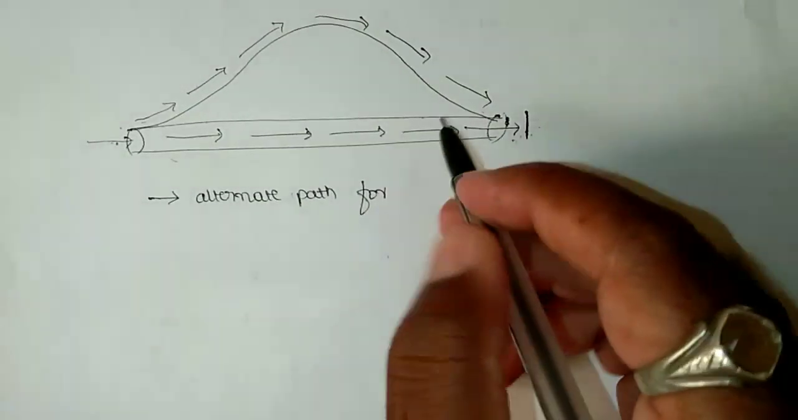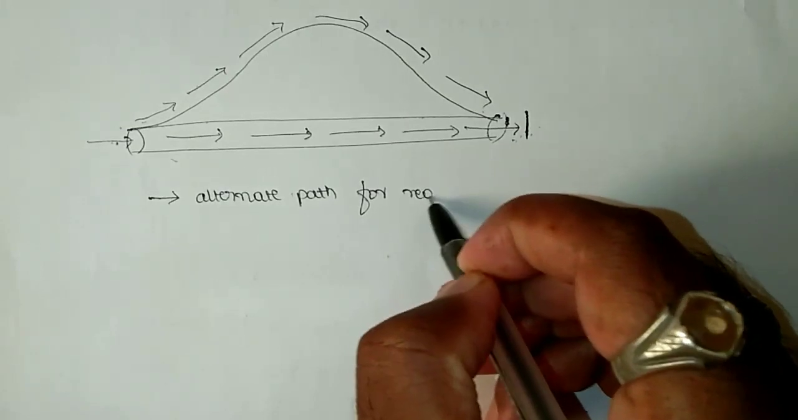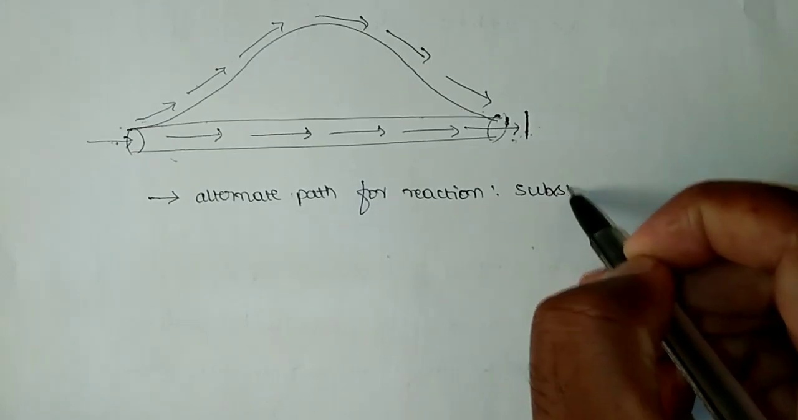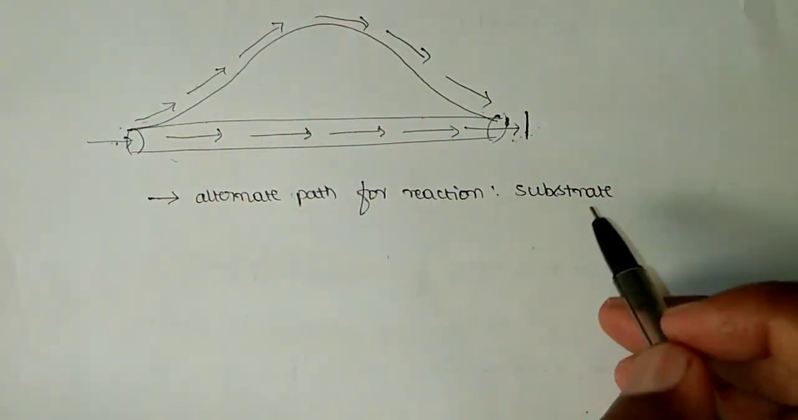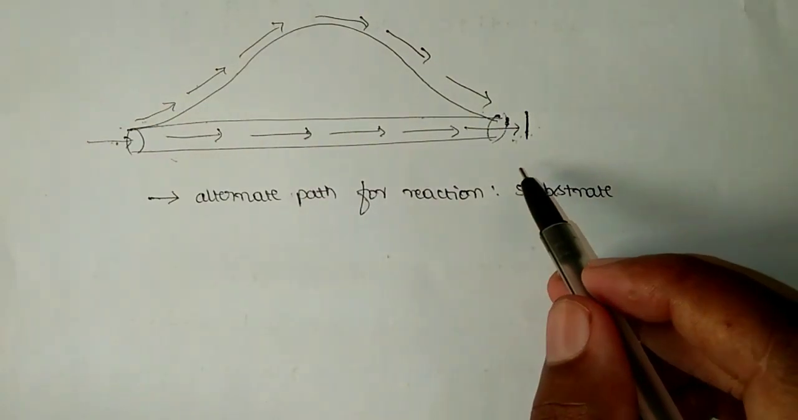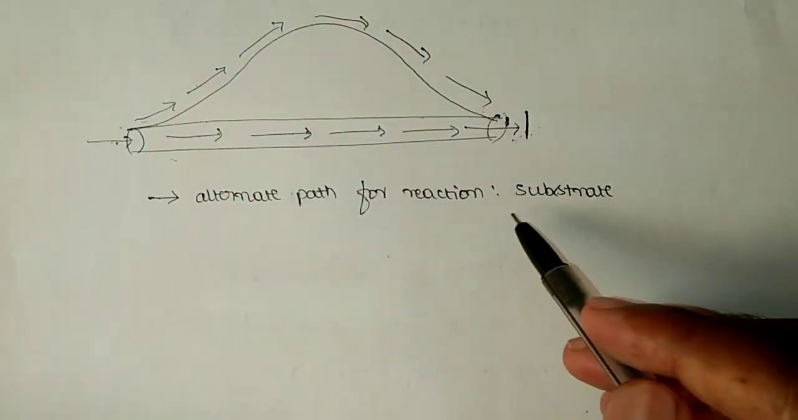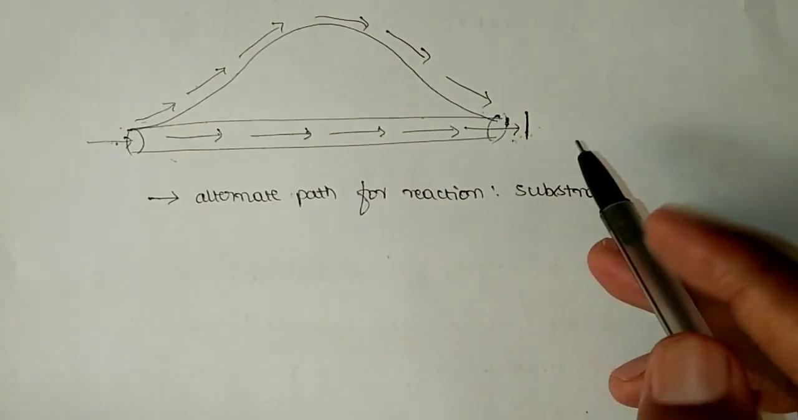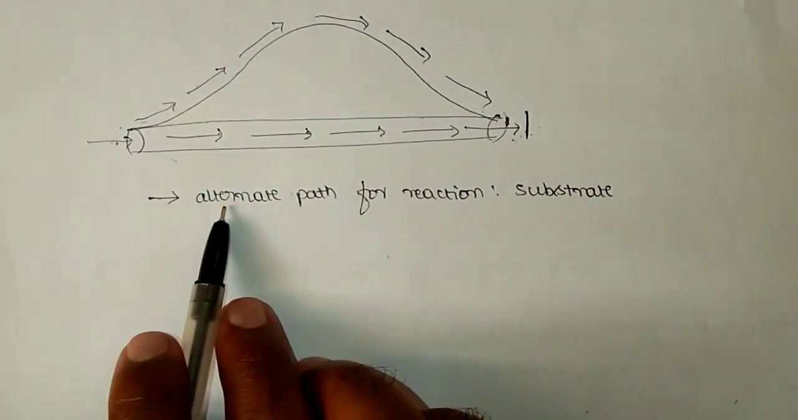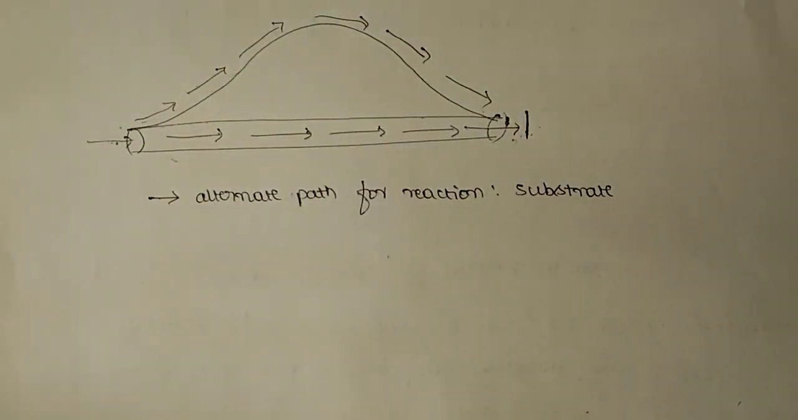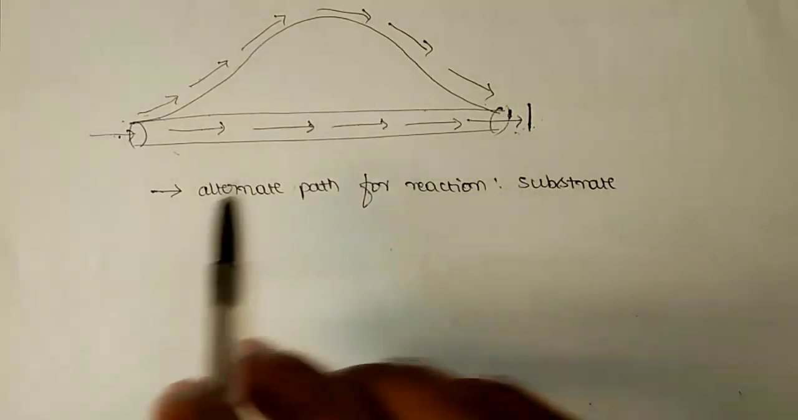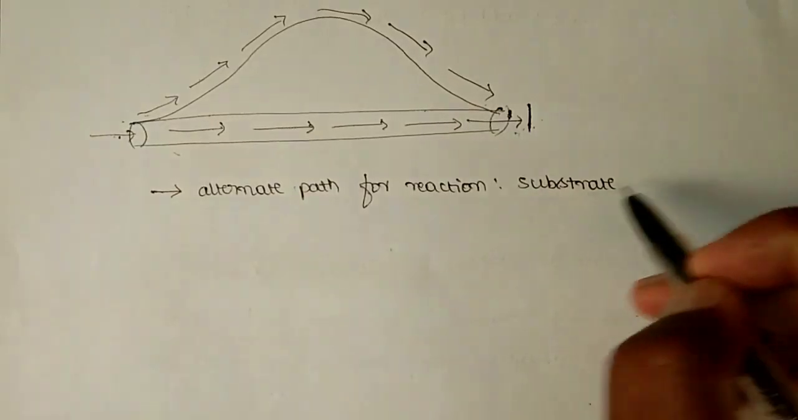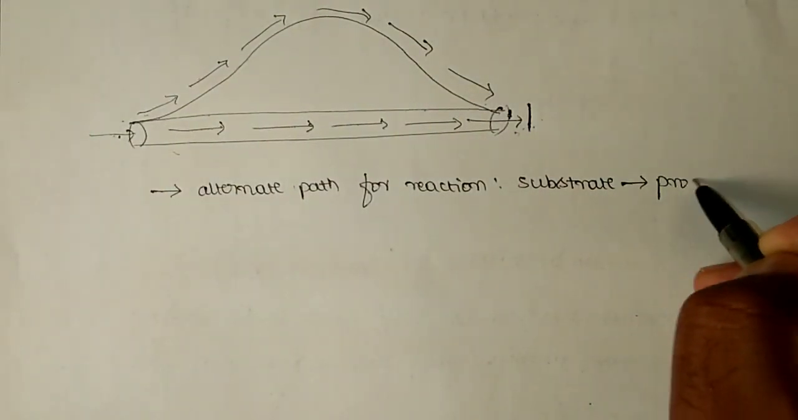An enzyme will create an alternate path for reaction so as to convert the substrate molecule, that means the substance which is undergoing transformation. In the field of biochemistry, we call the reactant molecules substrate molecules. So an enzyme will create an alternate path for the reaction so as to convert substrate into product.